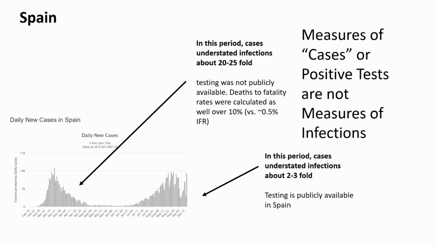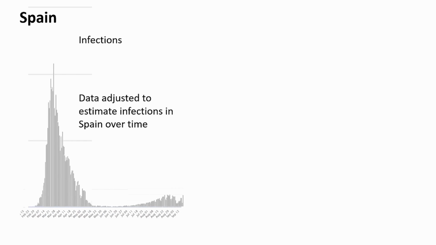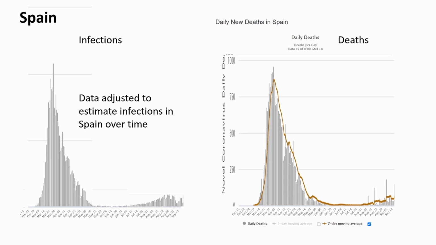Now, the understatement of cases versus infections is likely around 2 to 3-fold. Widespread testing is much more available. So when you adjust the graph to estimate infections, infections look more like this. In fact, the case data adjusted to estimate infections looks similar to the pattern of deaths in Spain. But there's clearly a, albeit smaller, second set of hospitalizations and deaths. Why is that not a second wave?